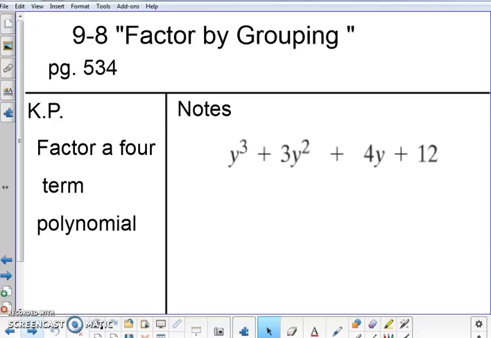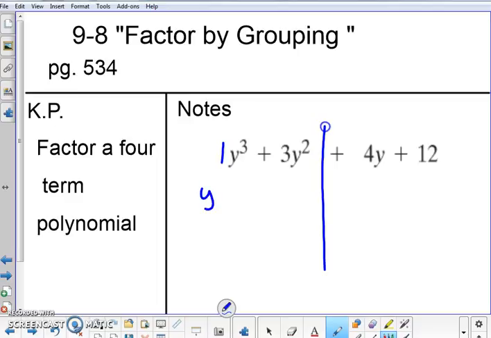And so just like the AC method, what we're going to do is take all 4 of these terms and split it up into 2 different sides. We're going to have the left side and the right side. So on the left side, we're going to start there. There is no common factor because remember there is a 1 out in front of that y to the third, and then we have plus 3y squared. But they do have a common factor of y squared.